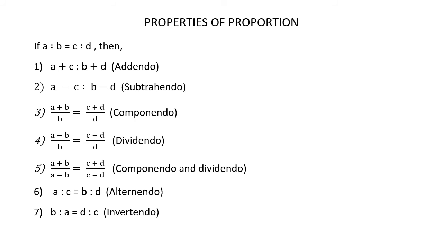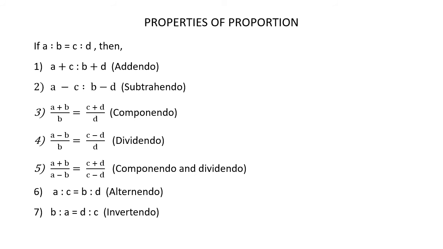Here are a few properties of proportion. If A is to B is equal to C is to D, then A plus C is to B plus D. This is called addendo. A minus C is to B minus D. This is subtrahendo.